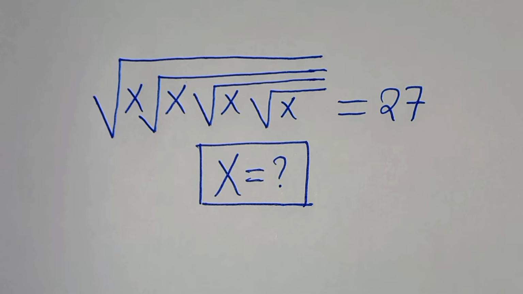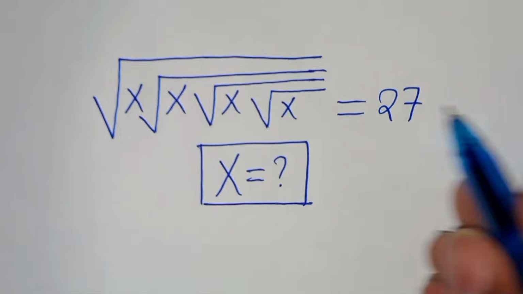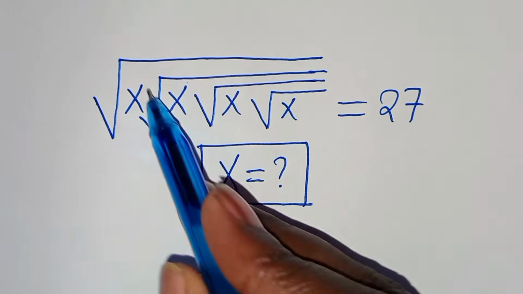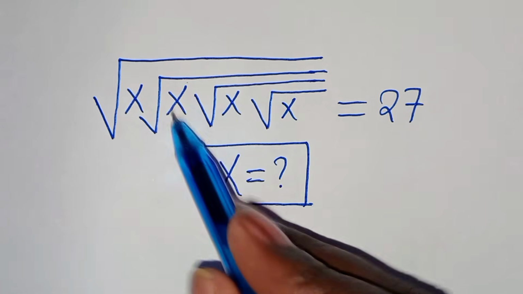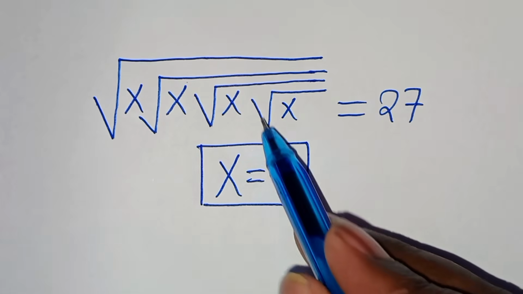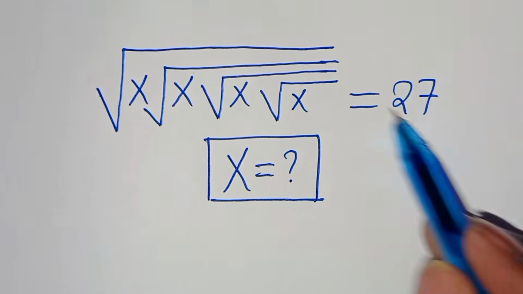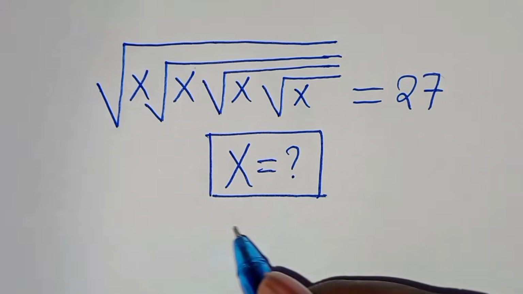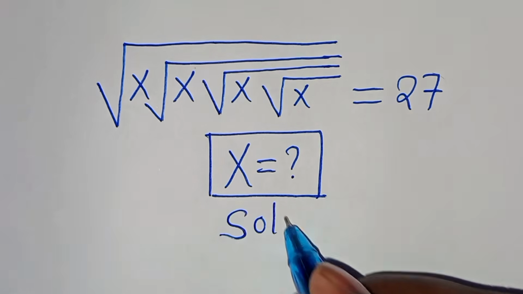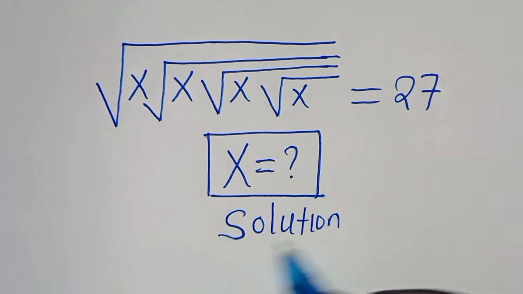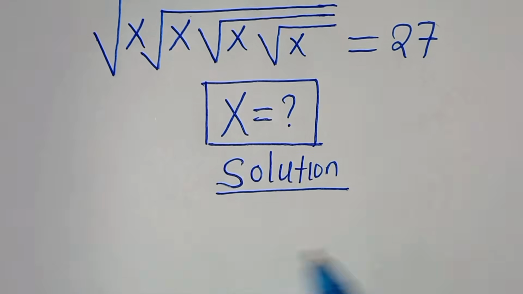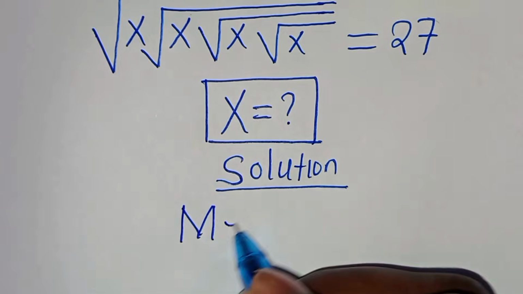Hello everyone, you're welcome to solve this nice square root math problem: the square root of x multiplying by square root of x multiplying by square root of x multiplying by square root of x is equal to 27. So what is the value of x? Now let's provide a solution, and we're going to solve this math problem by applying two methods.